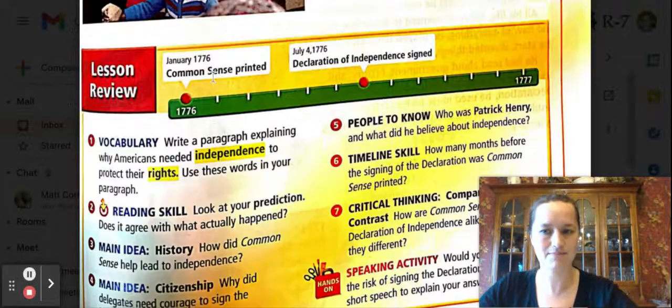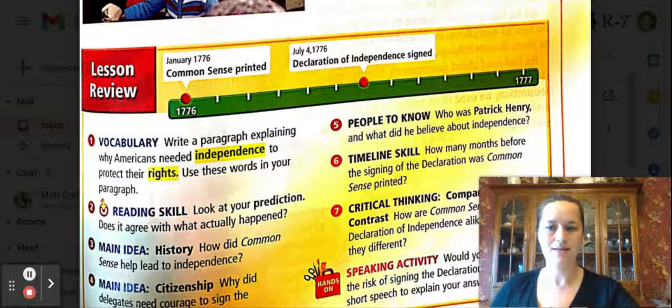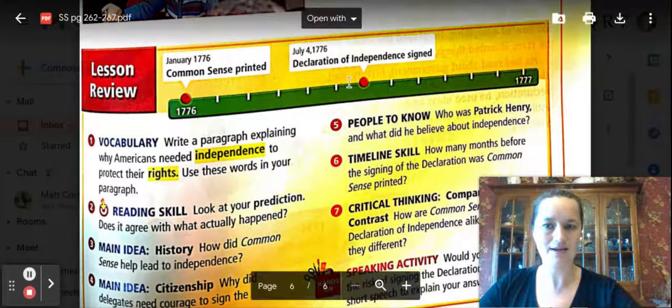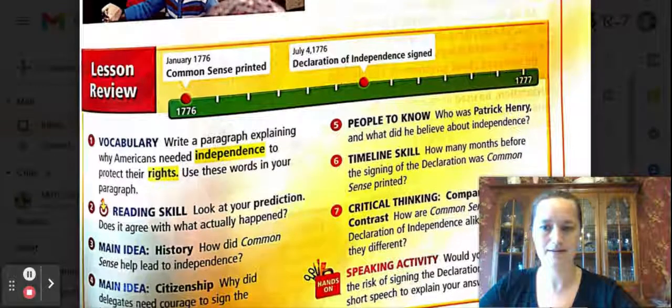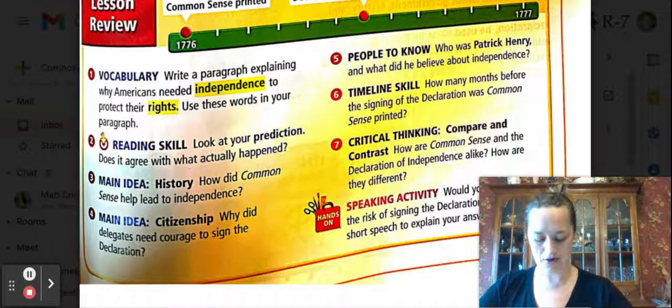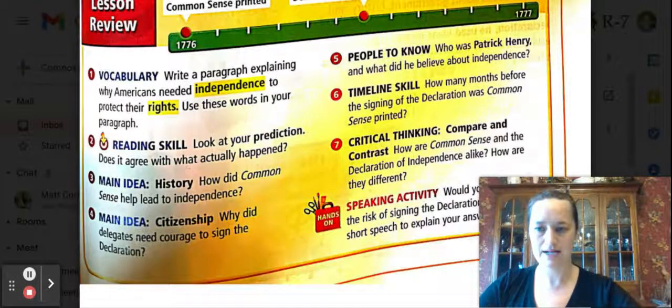So down here is a timeline. You can see that Common Sense, that pamphlet written by Thomas Paine that criticized British rule and said why it was unfair, was published in January 1776. And in July of 1776, July 4th, the Declaration of Independence was signed. So you need to know what independence means, and you need to know what the word rights means. So remember, independence means freedom from being ruled by someone else, and rights are freedoms that are protected by a government's laws.